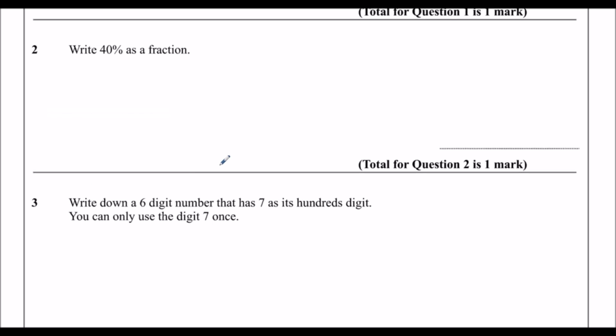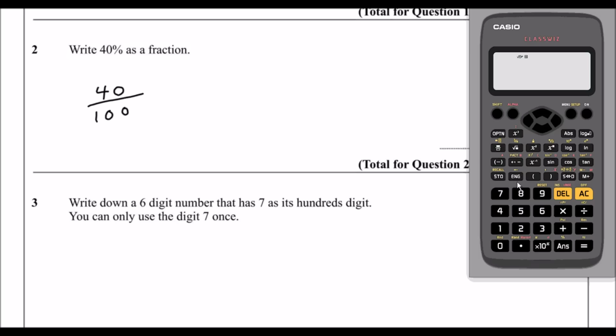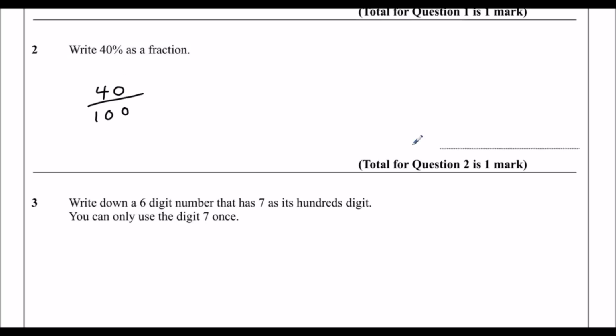Question 2. Write 40% as a fraction. Percent means out of 100. So 40% is the same as 40 100ths. What we could also do for this question is type into the calculator 40 and then percent, which is shift and then the answer button, 40%, press equals, and it gives it to us as a fraction, and it also gives it simplified, so it's 2/5. 40 out of 100 or 2/5 are both acceptable answers for this question.